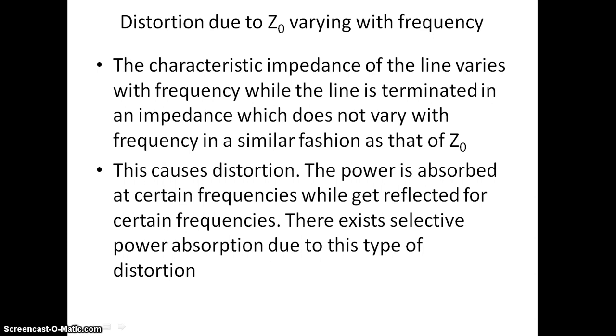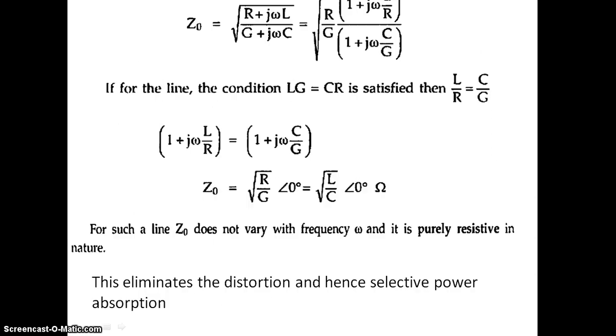The effect of this distortion is that power is absorbed at certain frequencies while getting reflected for certain frequencies. There exists selective power absorption due to this type of distortion. That is, for some frequencies the power is absorbed, while for some frequencies it is reflected. Hence it is called selective power absorption.